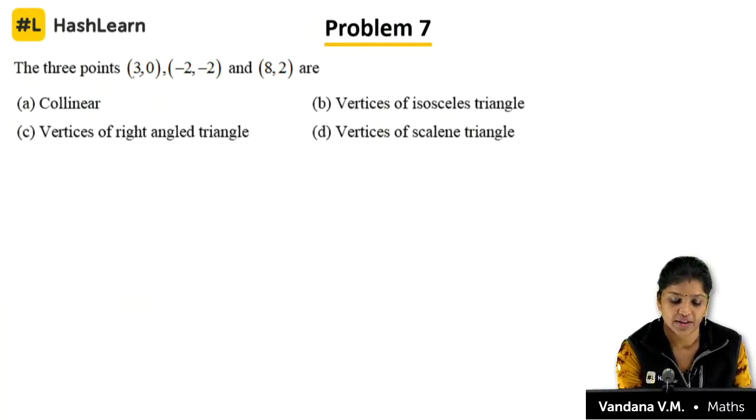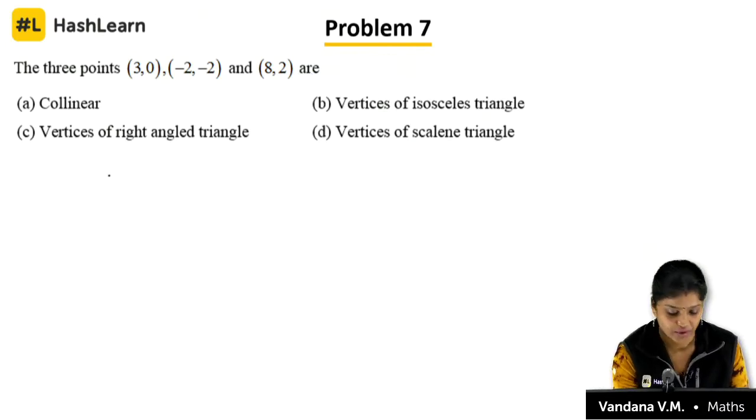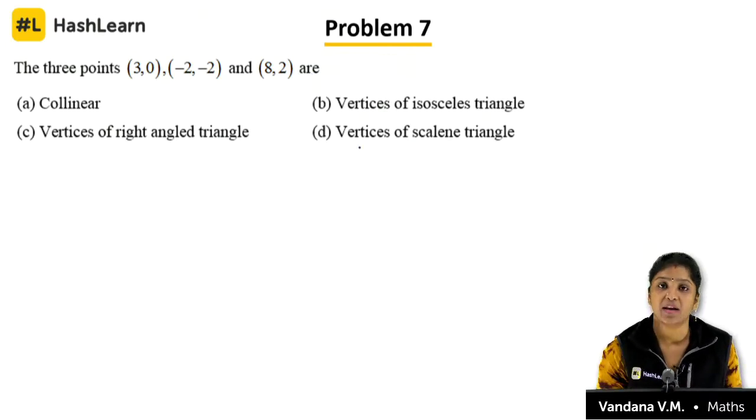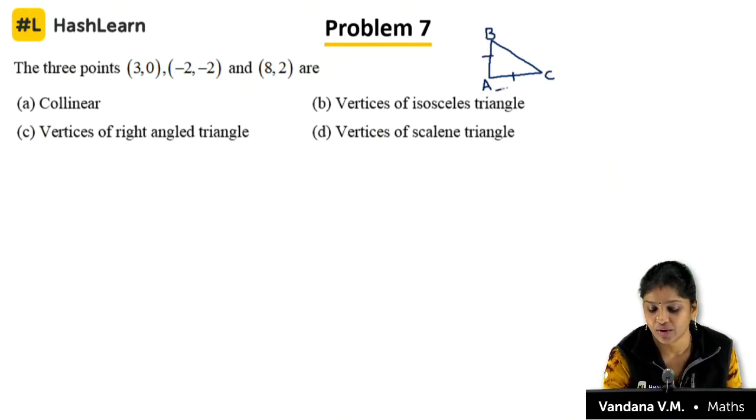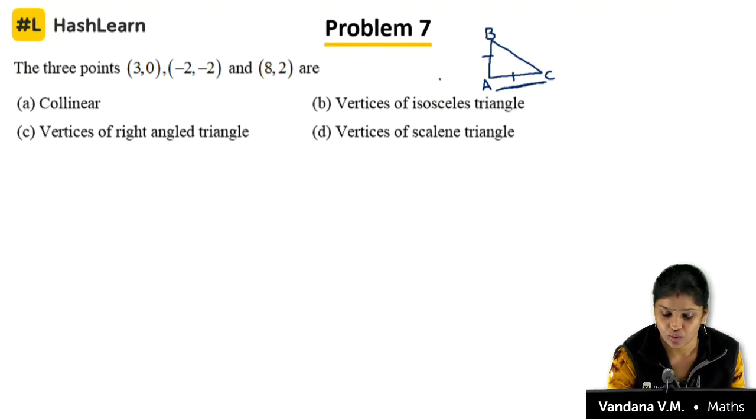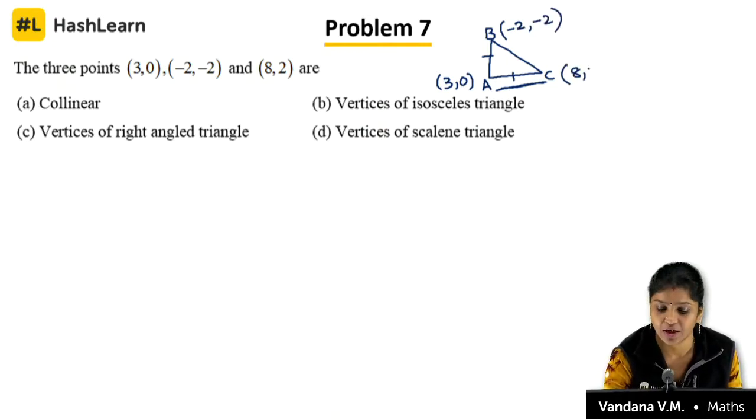The 3 points are what? It can make an isosceles triangle. Isosceles means what? Two sides are equal. So for that, what do we have to do? We have to find the distance. A I know. What is your A value? 3 comma 0. B value is minus 2 comma minus 2. C value is 8 comma 2.